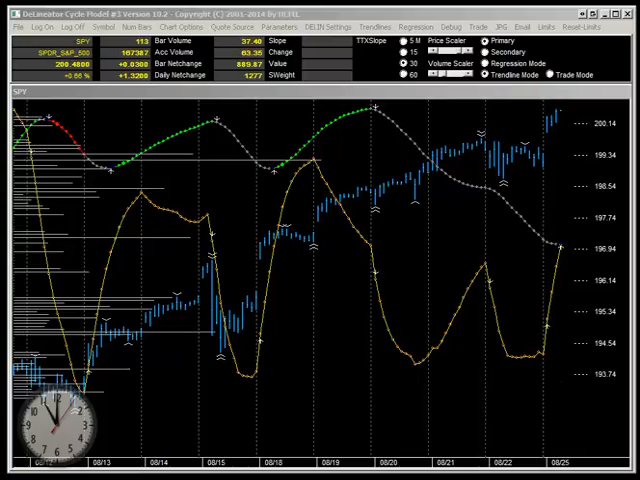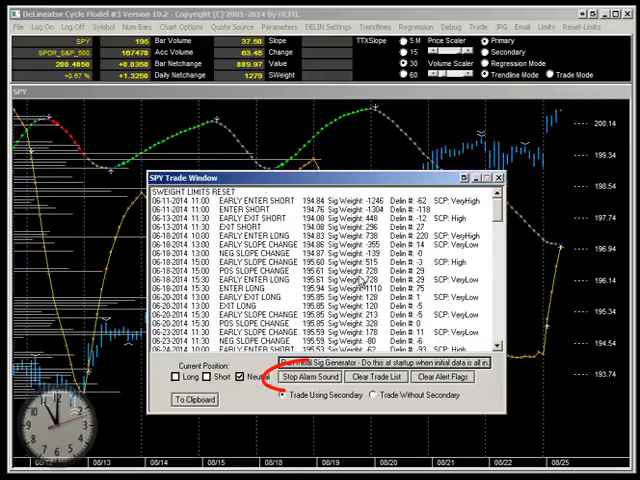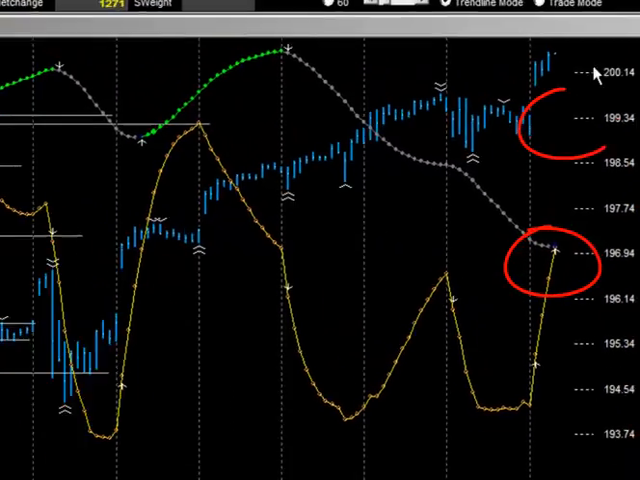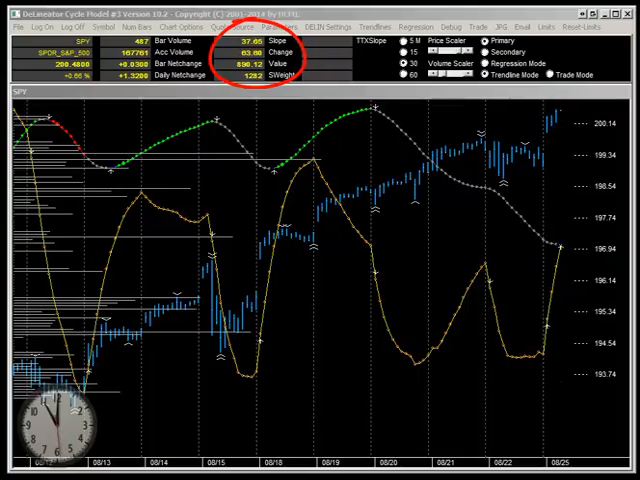There's our signal. There's our obnoxious noise. We can turn that off. This little window is our SPY trade window. And we click stop sound, so we got rid of that. So now we see the arrow, and we see our new bar. We come over here, we can look at our slope is plus 37. The change is plus 63.